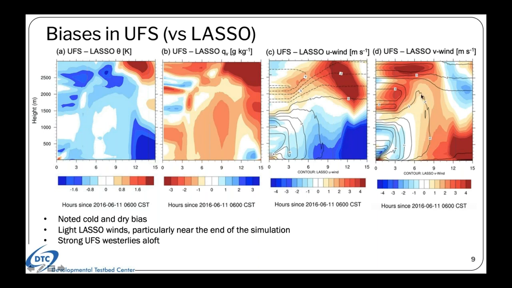For the V wind, this is the 5 meter per second contour, this is the 4 meter per second, and this is 3 meter per second. So again, the bright colors are a sign that we're overmixing. Also, if we look back to the U winds, we have this very strong positive anomaly, which indicates a strong westerly bias as well. So some of these biases that we're seeing can be attributed to the advection that the UFS is simulating.